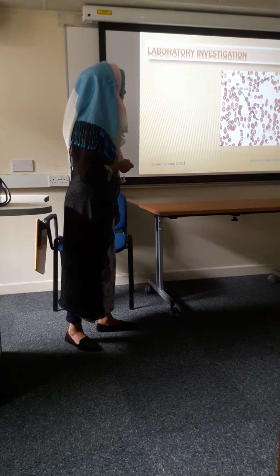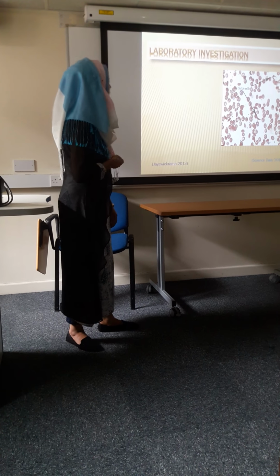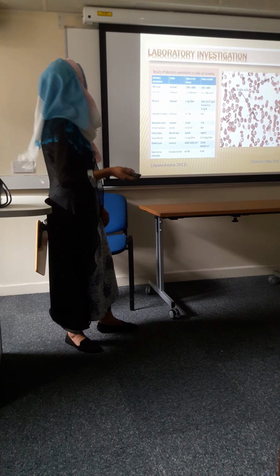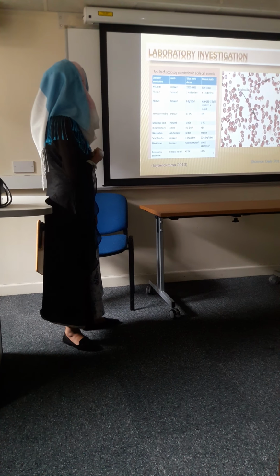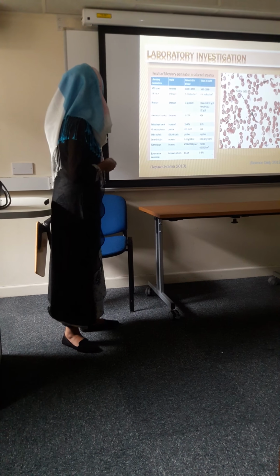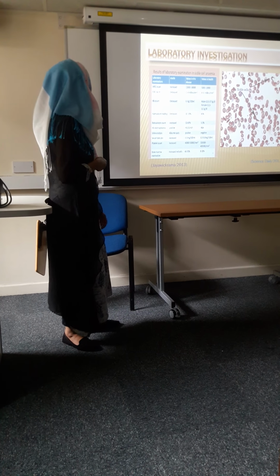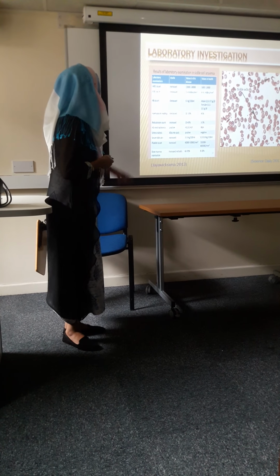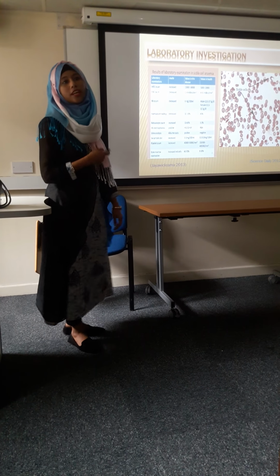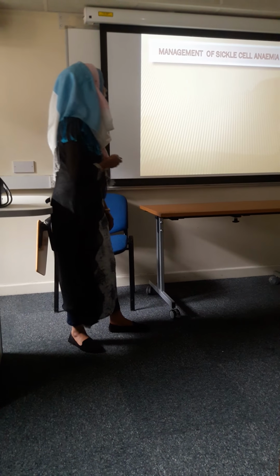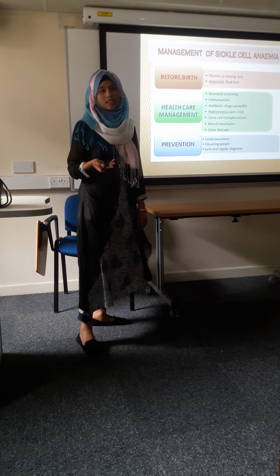It shows the sickle shape of the RBC in a sickle cell anemic patient, and this is the result of the lab examination of sickle cell anemia, which shows the WBC count and the reticulocyte count are higher than the normal levels, whereas the hemoglobin count is much lower than the normal level. Now, how can we manage this disease?